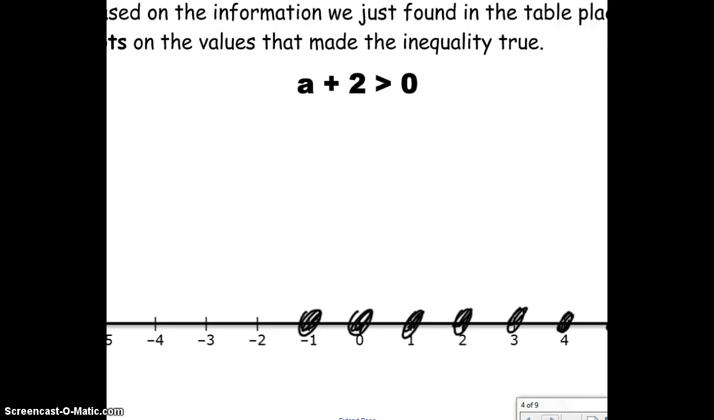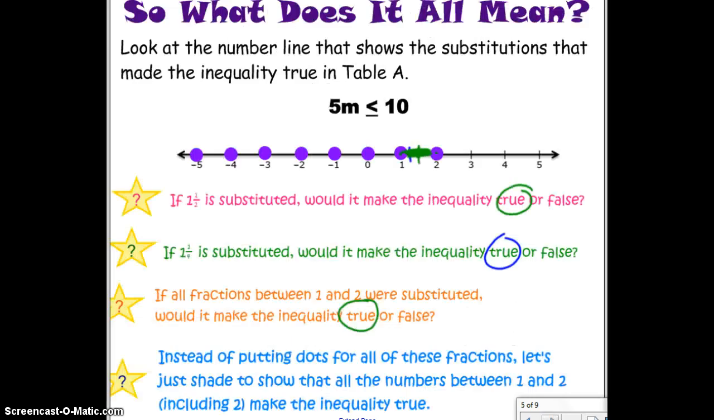When we represented that on the number line, we started at negative 1, 0, 1, 2, and got bigger. So then we answered a few questions. What happens if we used 1.5 for 5m is less than or equal to 10? We noticed that our answer would be true. 1.25 was also true. We concluded that all the fractions and decimals between 1 and 2 could also be true.